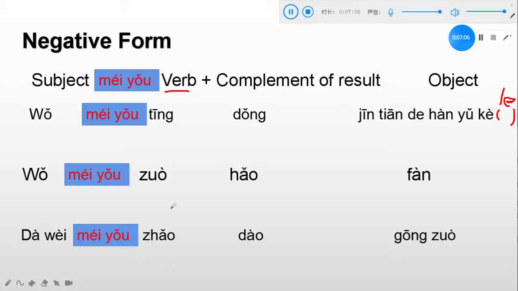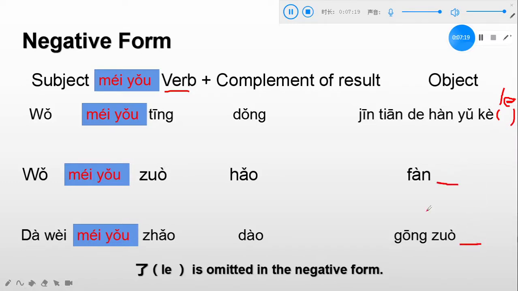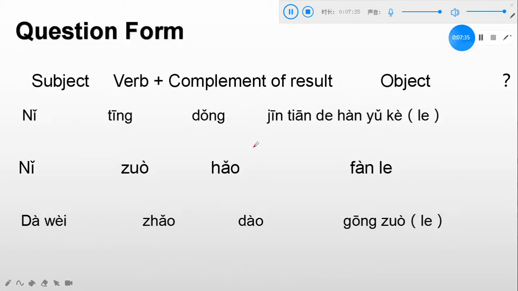Okay, so that's how I use the complement of results in negative form. Alright, here's a tip. Le is omitted in the negative form. You see, there's no le. Okay, pay attention. In the basic form, which is the positive form, le is there. But then in the negative form, le is omitted.